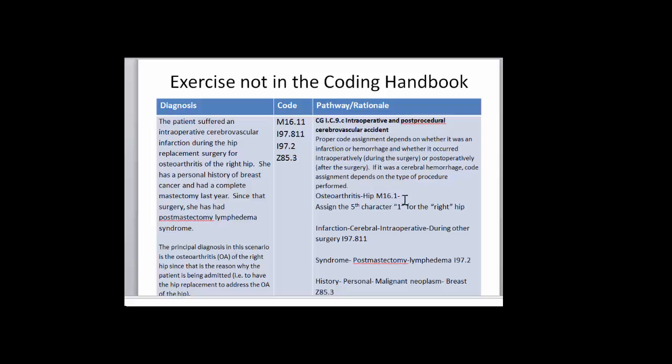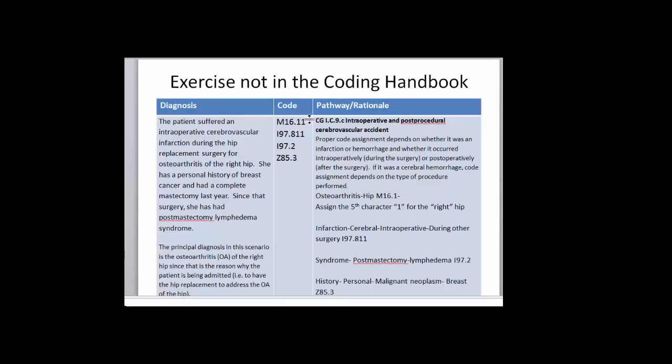So you've got the osteoarthritis first. So let's look that up. Osteoarthritis of the hip. Osteoarthritis of the hip is M16.1-, and those extra dashes are going to have to do with us identifying which side of the body we're on. In this case, the fifth character is a 1 that indicates it's the right hip.